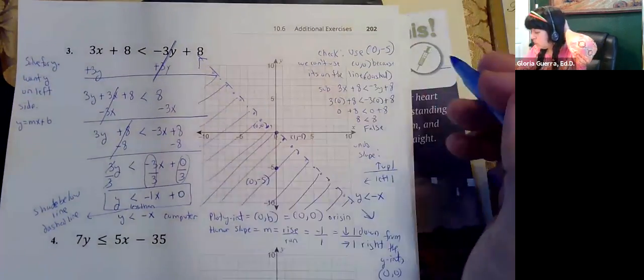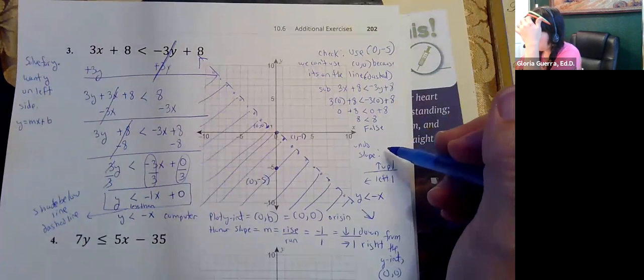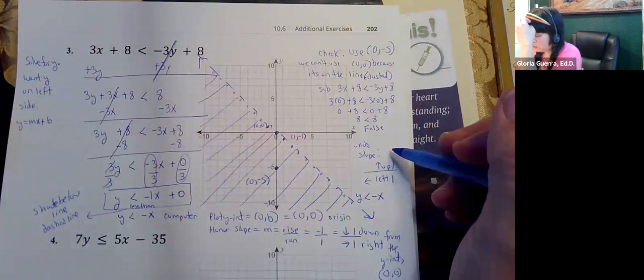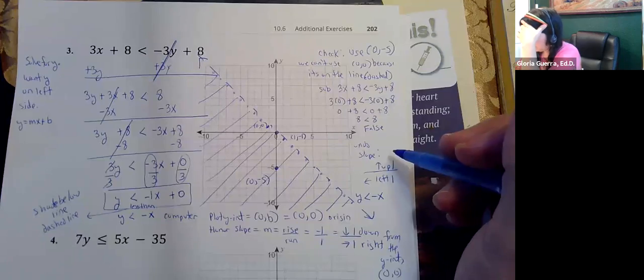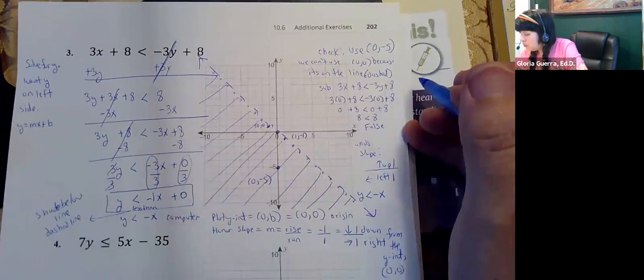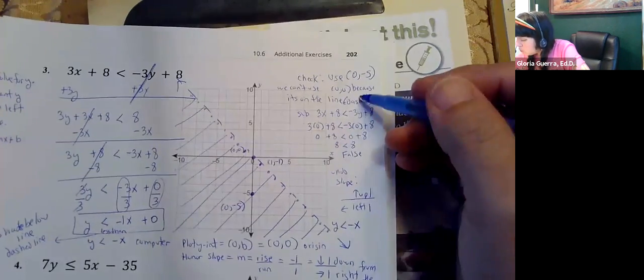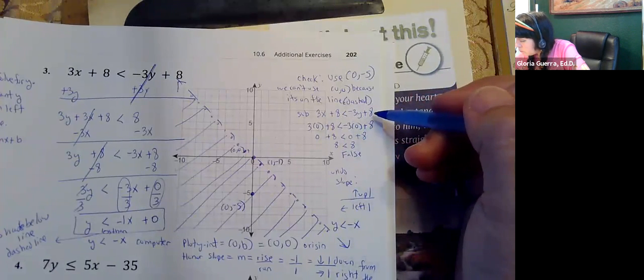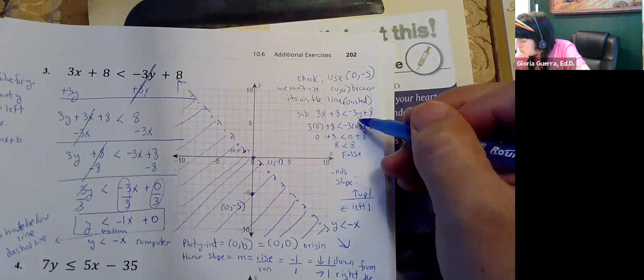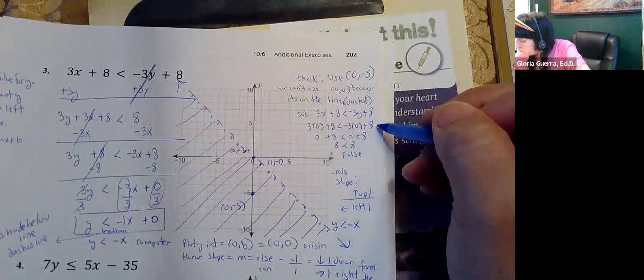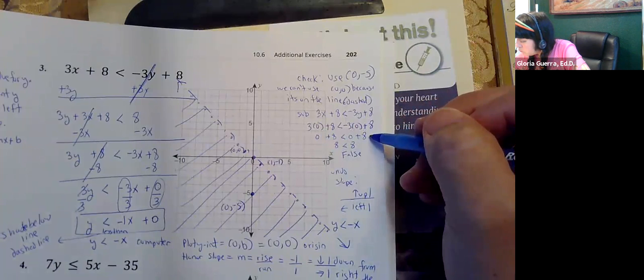So maybe when I did the substitution, you're supposed to pick a point, plug it in, and see if it's true or false, and we want true. So let's see, we plugged 0, -5 into the original equation. Maybe we made a mistake here. 0, 0, 8 is less than 8.